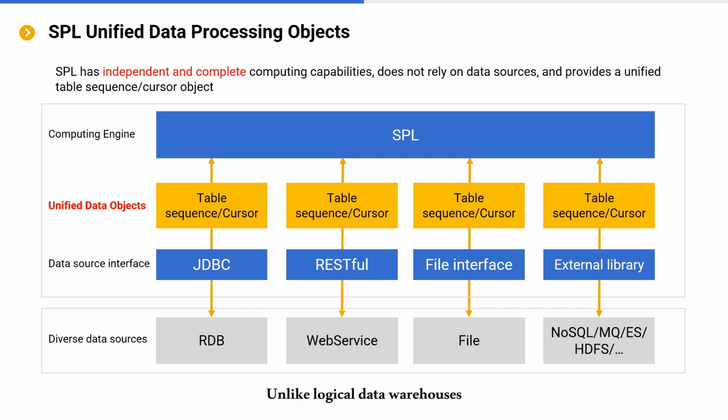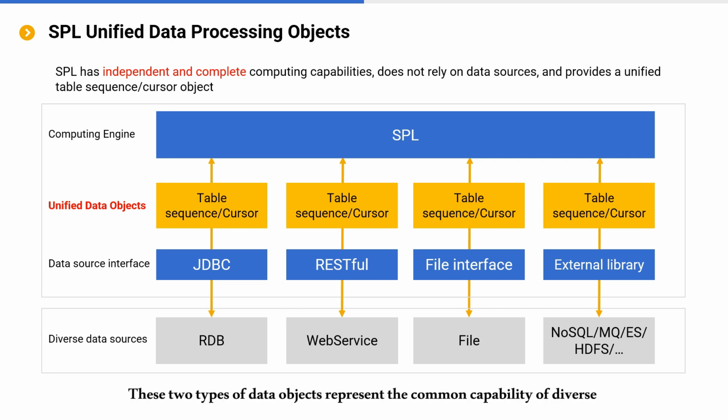Unlike logical data warehouses, SPL does not require predefined metadata for mapping. Instead, it directly utilizes the methods provided by the data source to access data, as long as the data is encapsulated in one of these two types of data objects. This approach preserves the characteristics of the data source and fully leverages its storage and computing capabilities. Additionally, there is no need to perform any preliminary data import actions, as real-time access is sufficient.